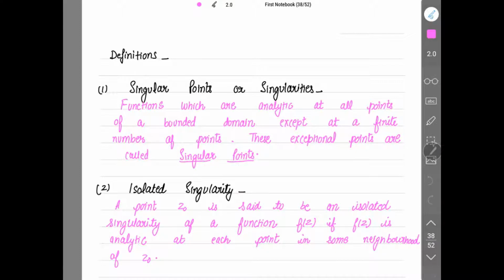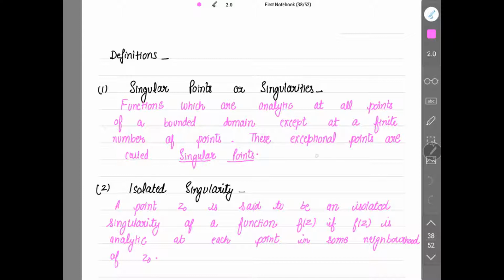Definitions. The first definition is about singular points or singularities. Functions which are analytic at all points of a bounded domain except at a finite number of points. These exceptional points are called singular points, or you can say singularities.